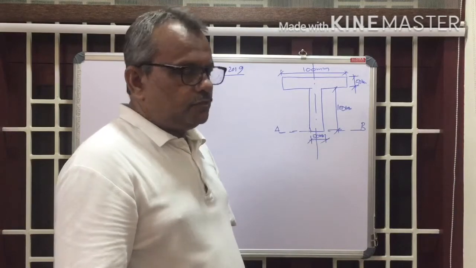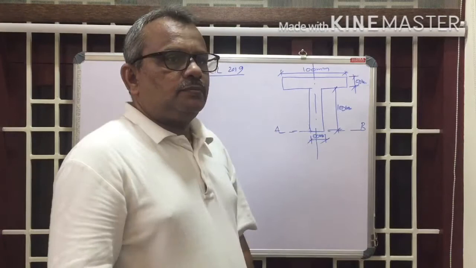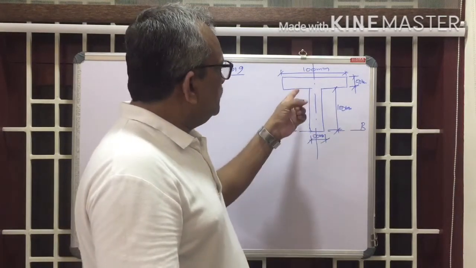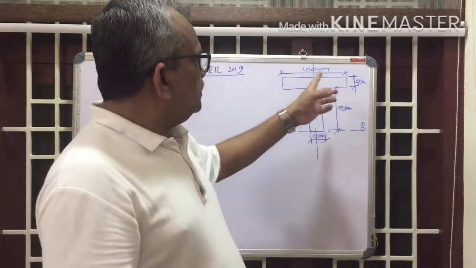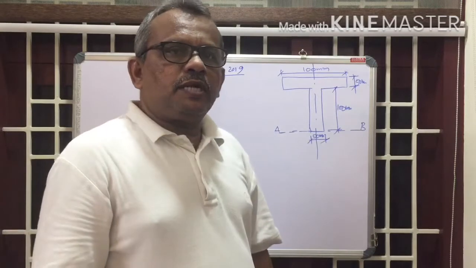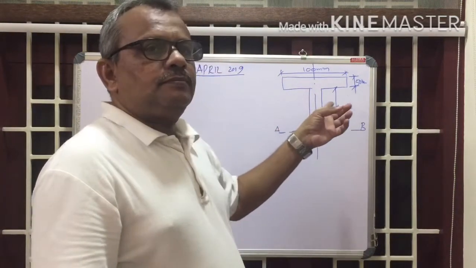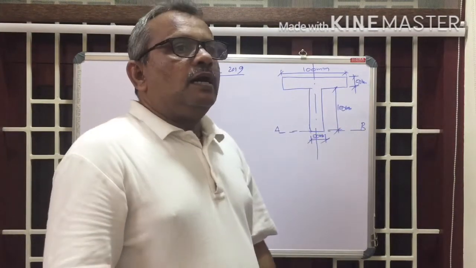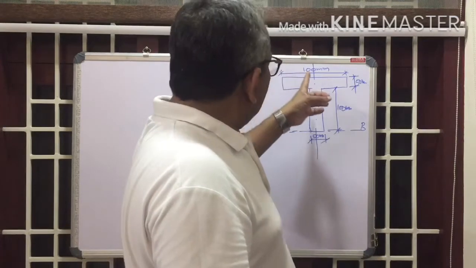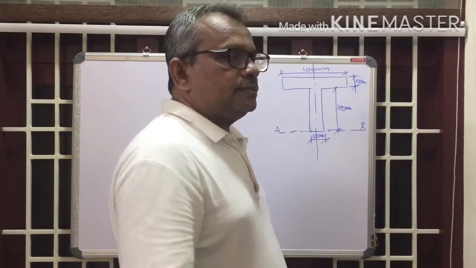The question is to find out the center of gravity of this T-section and also the moment of inertia. So first, today in this video, we will do the center of gravity or centroid of this T-section. You know the difference between center of gravity and centroid? For a plane section, and this one is a plane section, the center of gravity can be considered as the centroid of the section.